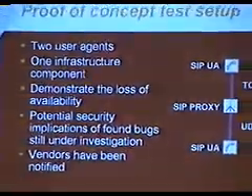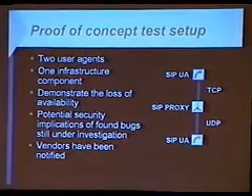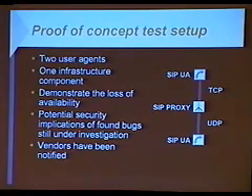So the test setup that we are having here is two user agents, both being open source. We didn't care to go after the commercial ones, cheap as we are. Then we have one infrastructure component, a SIP proxy, and with these, I'm going to demonstrate the loss of availability. We didn't really go into investigating the real security implications of the flaws that we found. So basically, what we are demonstrating is denial of service.